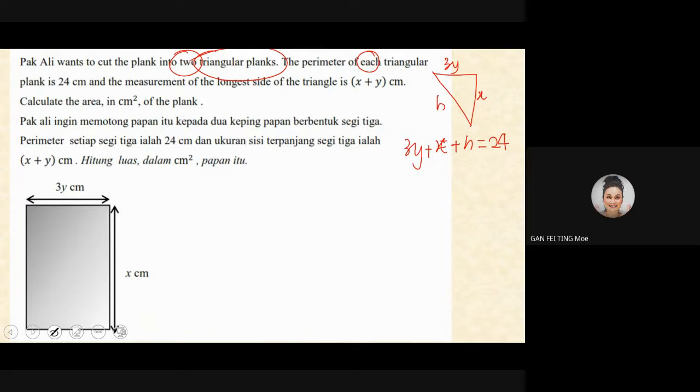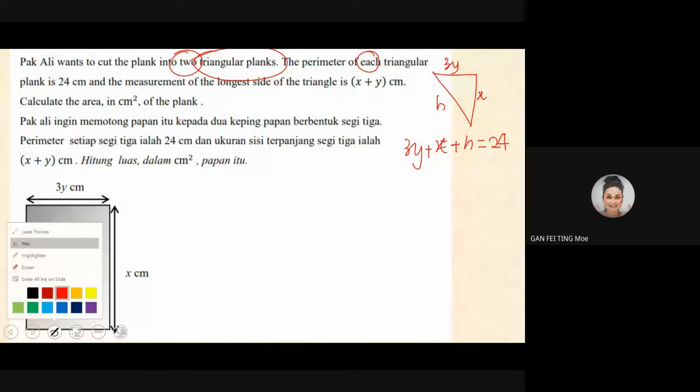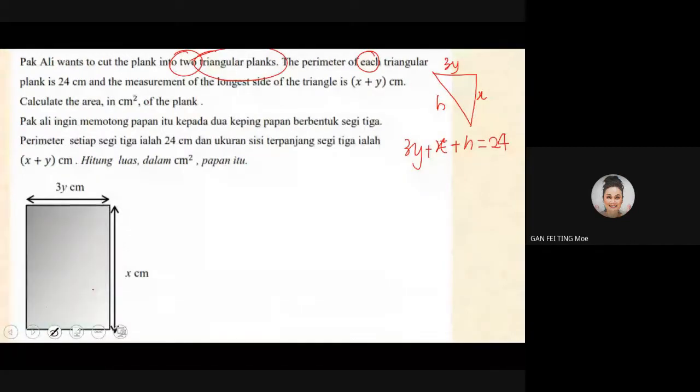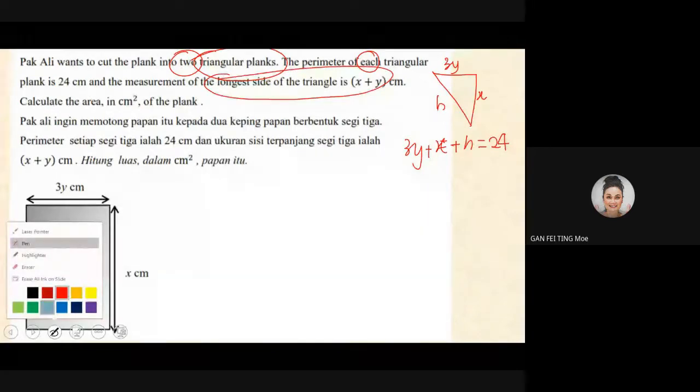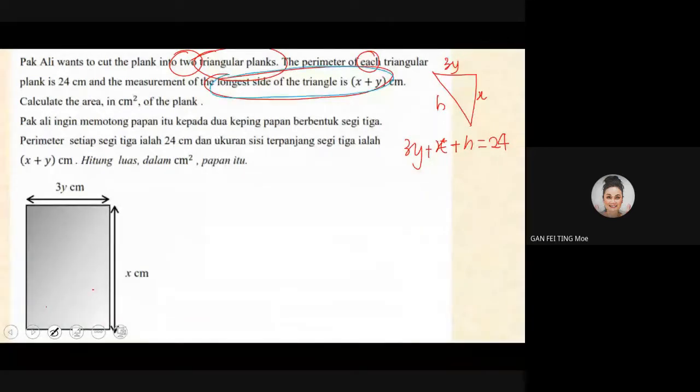Then the question says the measurement of the longer side. You are very lucky, information given here: the longer side of the triangular is given. So that means h is x plus y. Replace this. Now calculate the question. All those are information. Then the question says find the area.